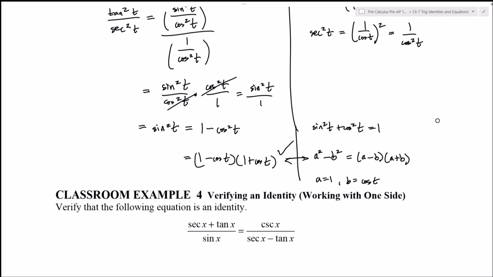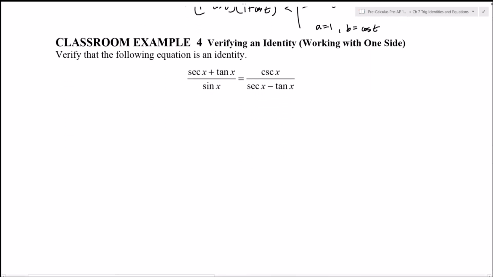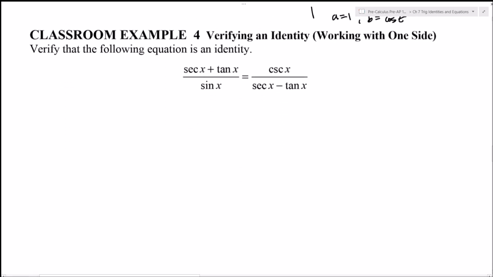Example 4. So again, verify that the following is an identity. Secant plus tangent over sine, all of that for x, is equal to cosecant x divided by secant x minus tangent x.